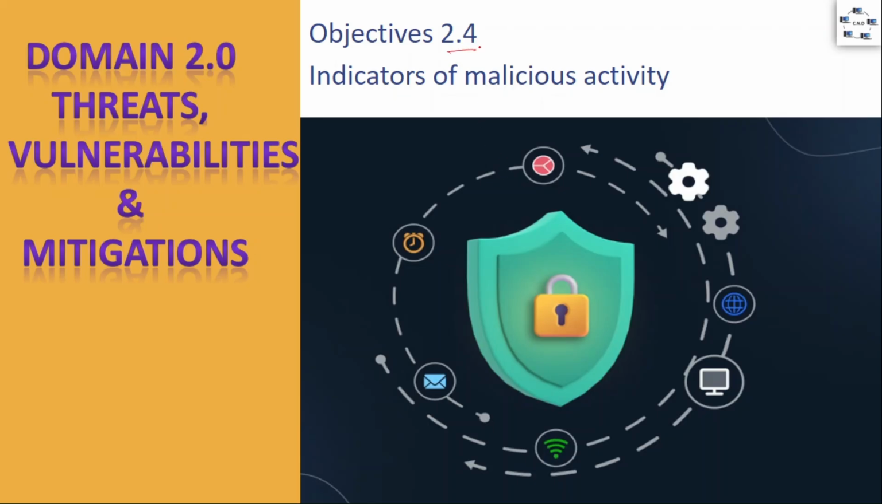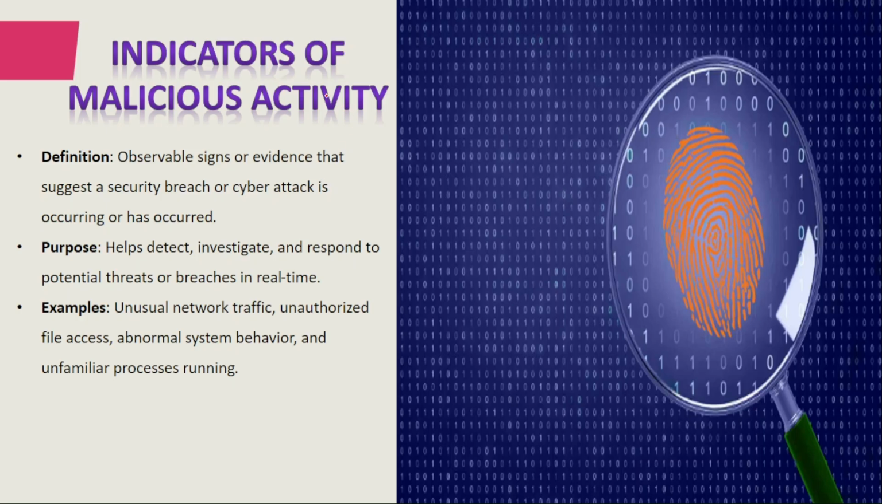Objective 2.4, Indicators of malicious activity. So what do we mean by the indicators of malicious activity? The definition is observable signs or evidence that suggest a security breach or cyber attack is occurring or has occurred. Its purpose is that it helps detect, investigate, and respond to potential threats or breaches in real time.